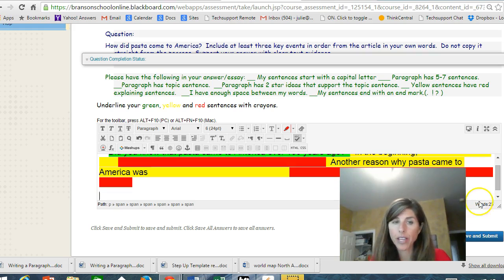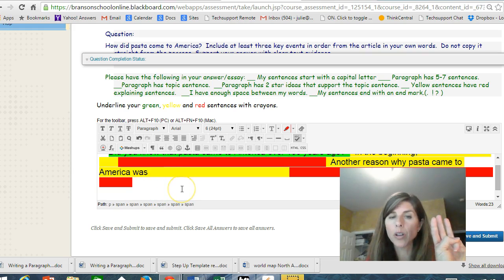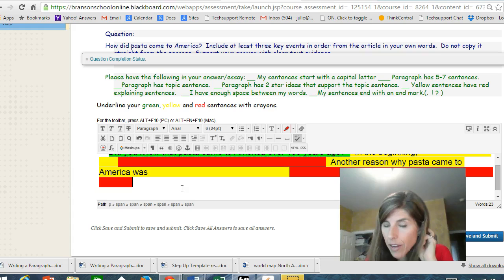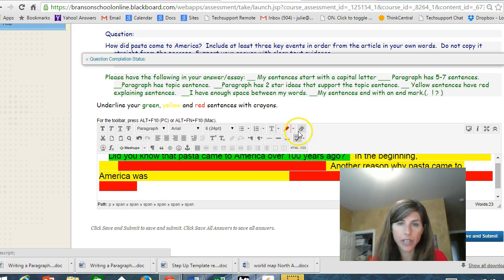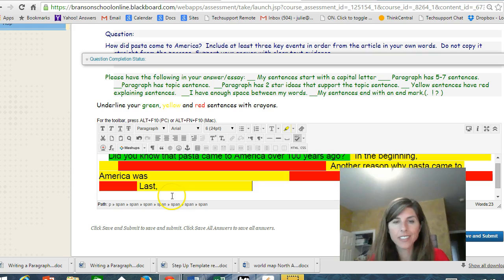I'm going to have another yellow sentence because it asks for three reasons why, or how, three events that happened in the story that brought pasta to America. So I'm going to write another yellow sentence. And then I'm going to say probably, I don't know, maybe, and last, whatever, I'm not going to tell you the answer to that. Last. And so that's why I have three yellows, because it asks for three key events. And that's how I'm going to organize mine.